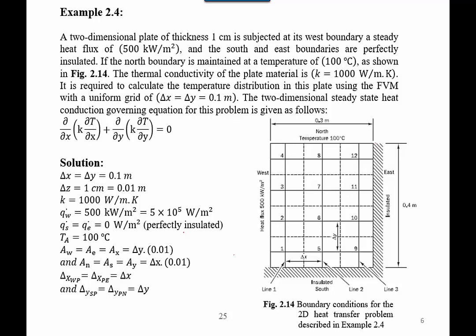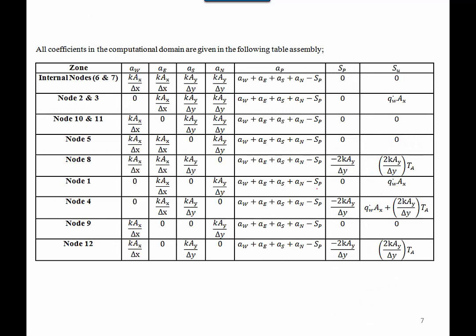So now, as we said before, we have to discretize this problem 9 times. Each time will cover a specific zone. We will start with the internal nodes, which are only control volumes number 6 and 7, which are away from the boundaries, and therefore we will have 9 zones. It will be as shown in this assembly table. Each zone has different parameter values.